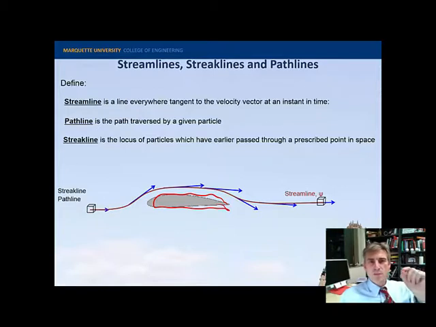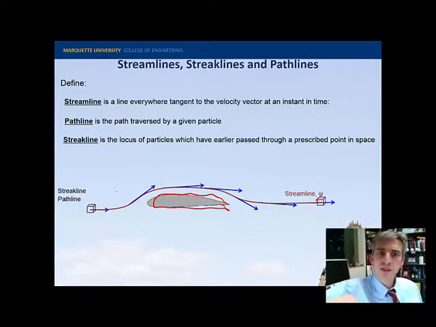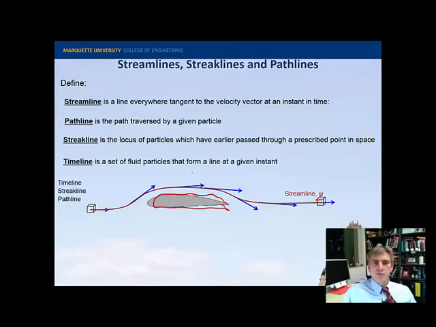It sounds like it. If I prescribed this point in space, or if I took this point and ran it backwards, it would say it's the locus of particles which have earlier passed through a prescribed point in space. So of course it would follow the path line, streak line, streamline. The timeline is a set of fluid particles that form a line at any given instant. So if I had a streak camera or an instant camera, it would appear to be that line of points along the streamline. So it seems like those are all the same definition, and they are for steady flow.